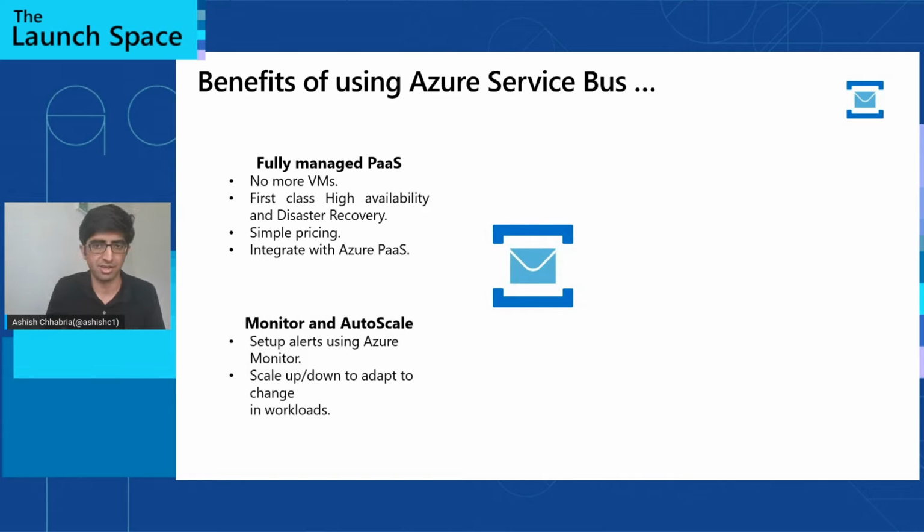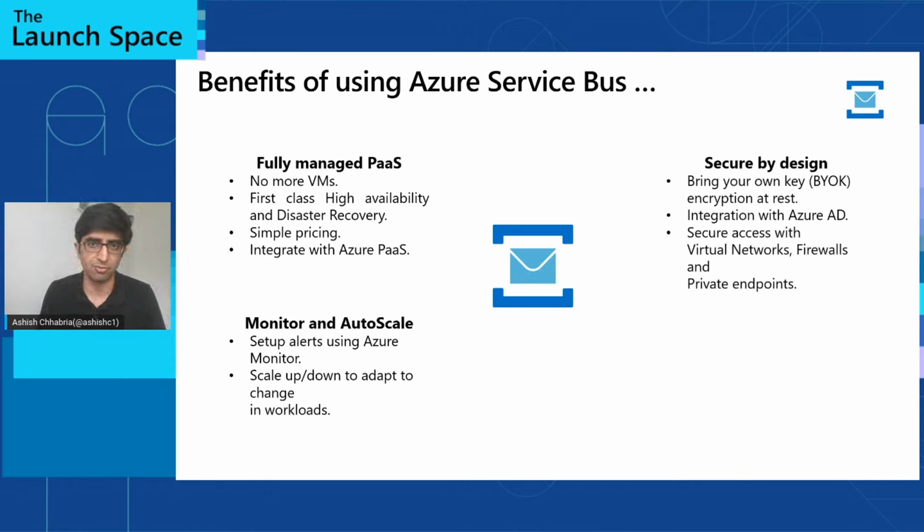With Monitor and Autoscale, you're fairly familiar with Autoscale with Rory's previous demo, but we have the same integration with Azure Service Bus as well. You can essentially set up alerts on specific metrics that you care about, and at the same time, to adapt to any kind of workloads, any kind of increase or decrease in your workloads, you can scale up or scale down your service bus namespace resources, and that'll allow you to better manage your bill.